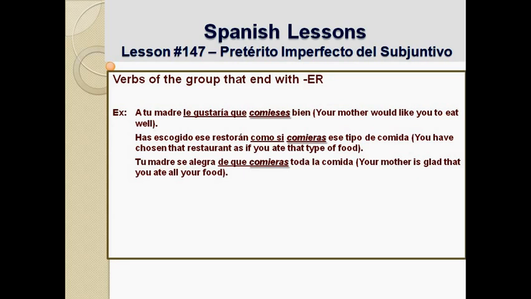Has escogido ese restaurante como si comieras ese tipo de comida. You have chosen that restaurant as if you ate that type of food. So you see that either the word que or the word as if, those here you can see are signs that we are going to use the modo subjuntivo, okay?